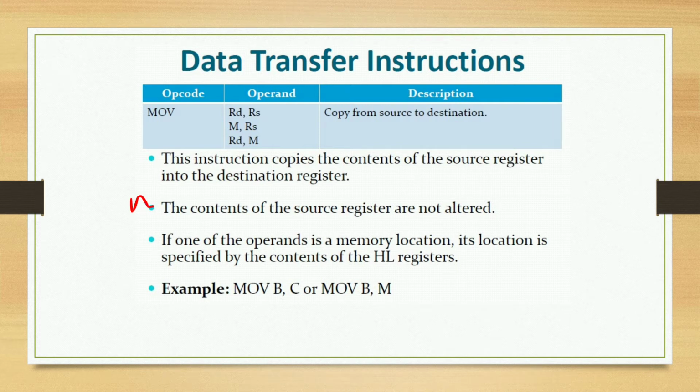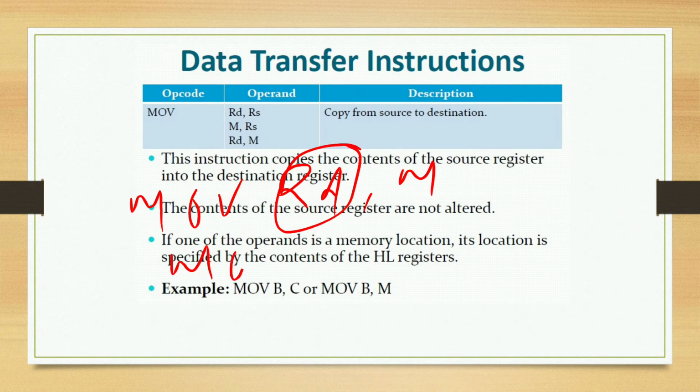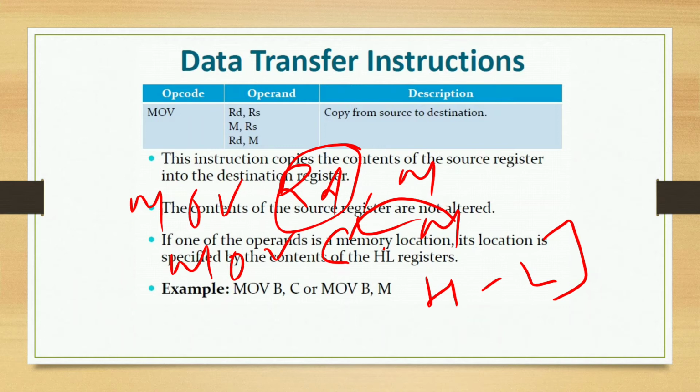In MOV RD, M, suppose RD is the B register or C register, MOV C, M. The content of the memory location whose address is in the HL pair is moved to the register C.